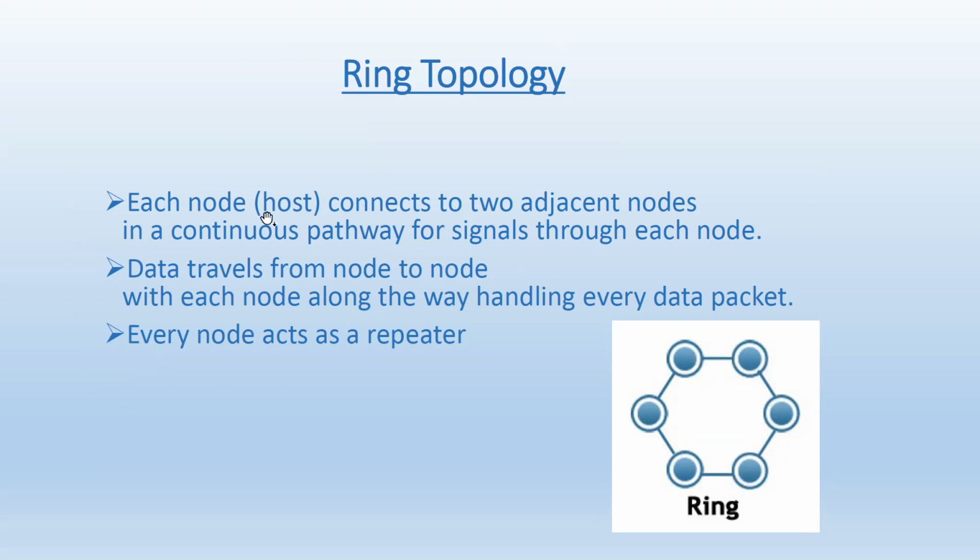Each node or host connects to two adjacent nodes in a continuous pathway for signals through each node. Each one connects to one on the left and one on the right. It's like if we form a circle and each hold hands and sing Kumbaya or something. Now, data travels from node to node with each node along the way handling every data packet.